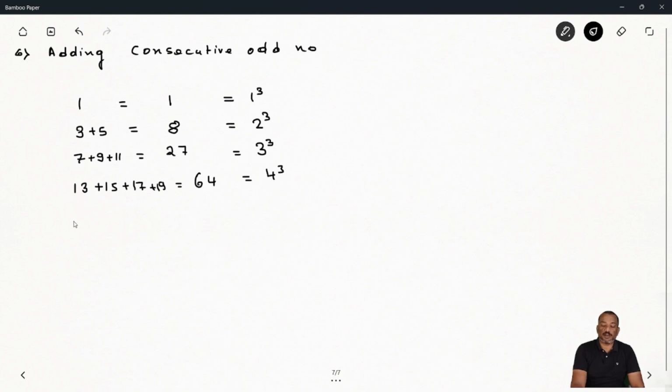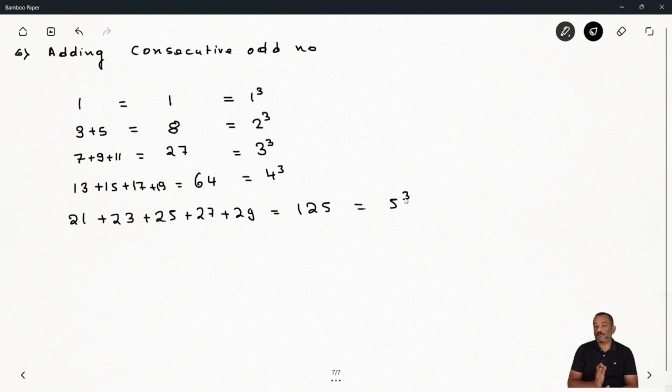In the same way you can try 21, the next odd numbers: 21 plus 23 plus 25 plus 27 plus 29. So you will get how much here? 125. So that is 5 cube. Hope you understand. This way you will sometimes get an MCQ question, and they will tell you to express a number as a sum of odd numbers, based on the pattern.